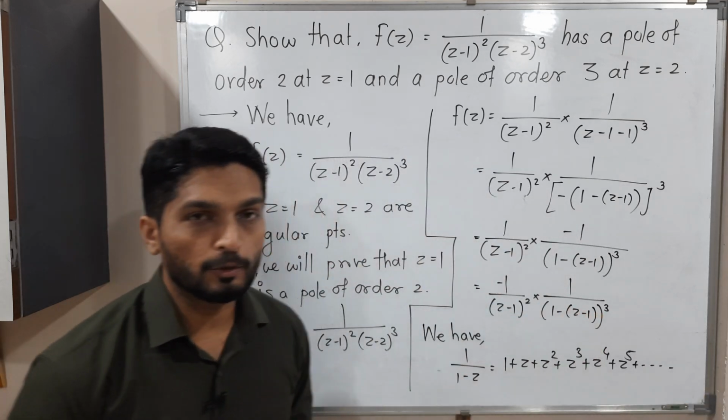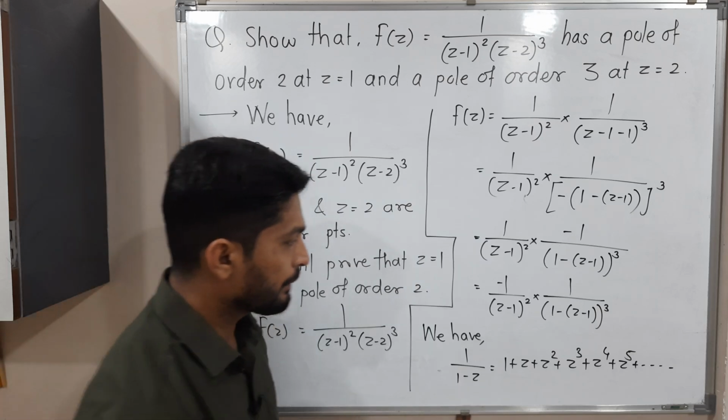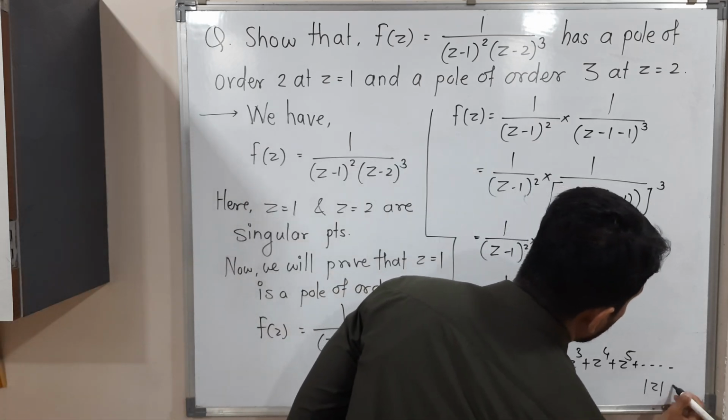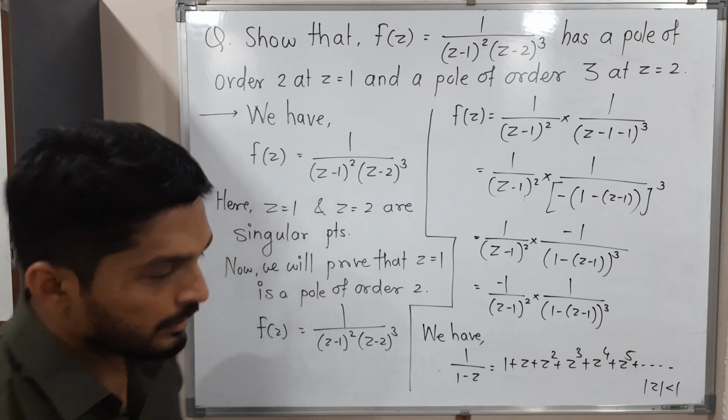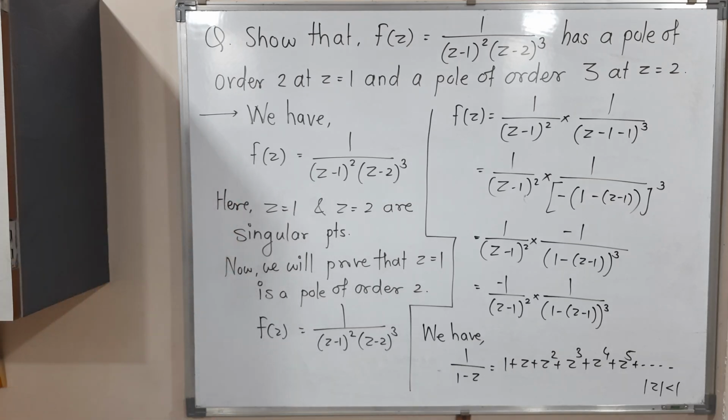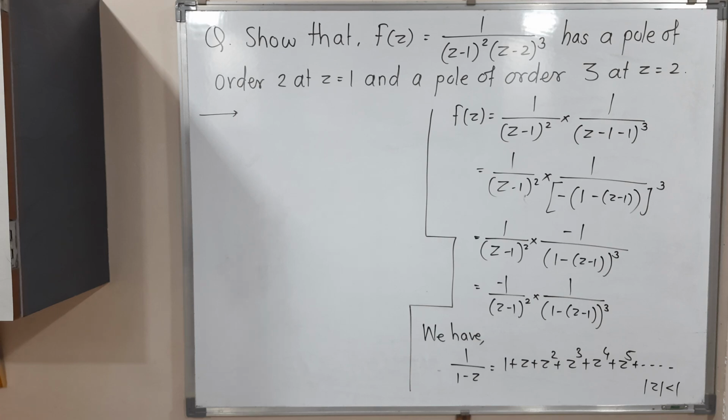Simply we want a bracket cube. No problem, we will bring it. There is one condition, mod z less than 1, I should mention here. There is no more space to write, so make a screenshot of it, then I will go further. So let us continue.